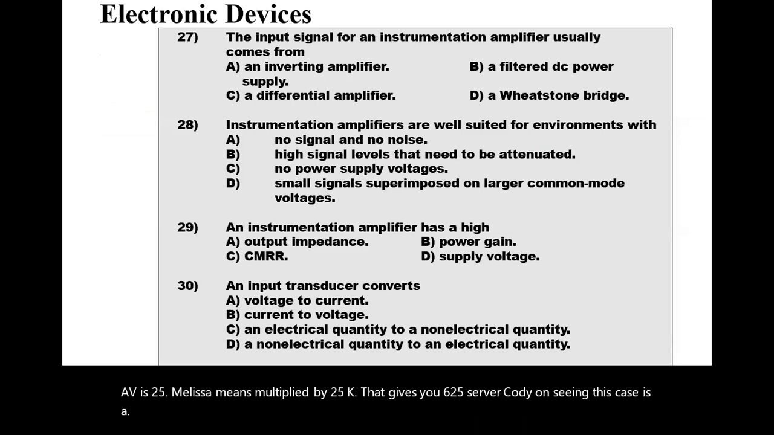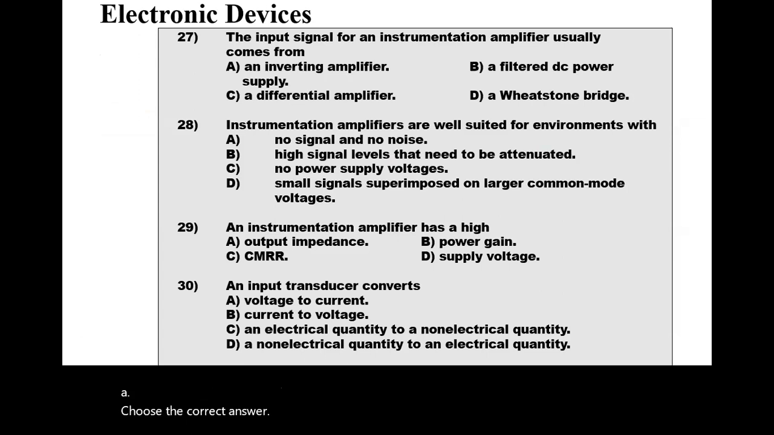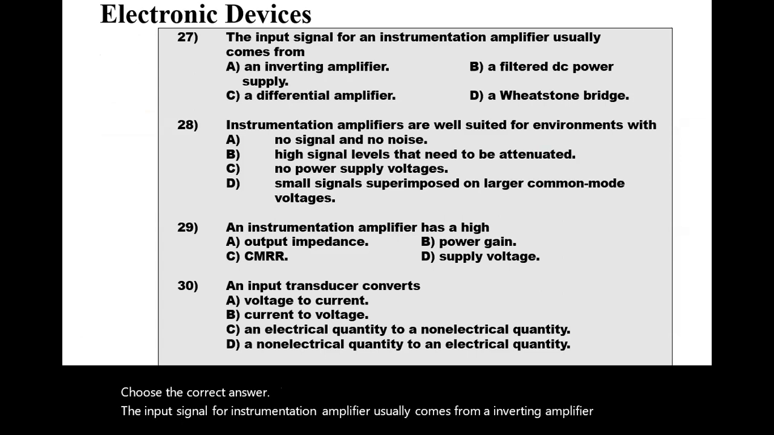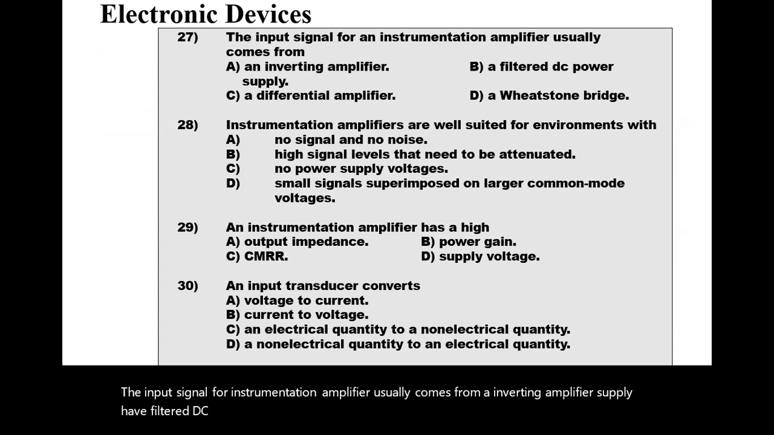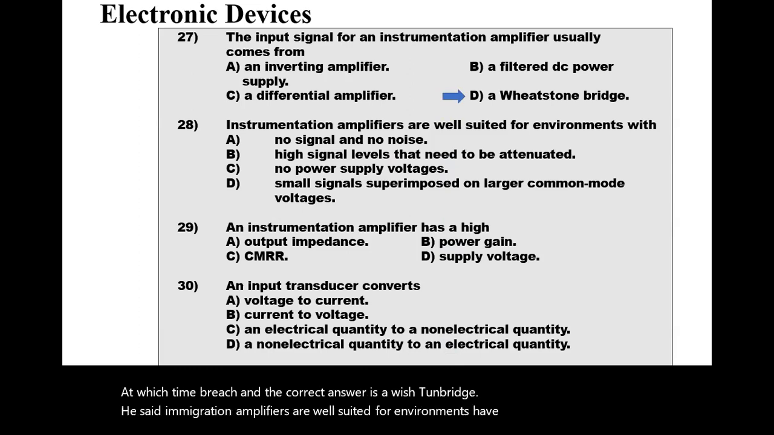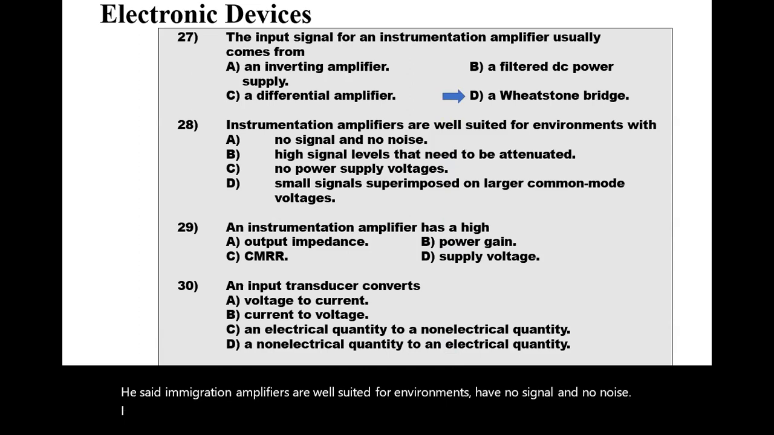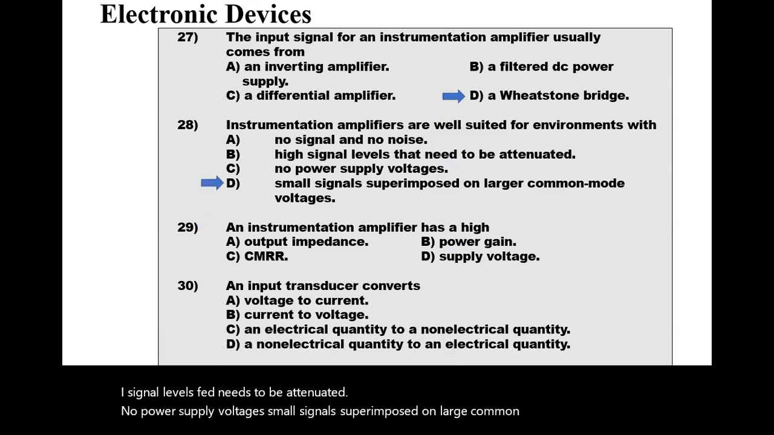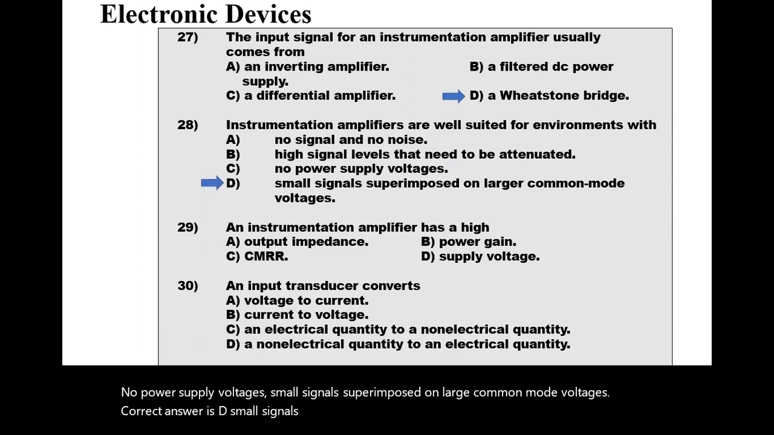Choose the correct answer. The input signal for an instrumentation amplifier usually comes from an inverting amplifier, supply, a filter, DC power, a differential amplifier, a Wheatstone bridge. And the correct answer is a Wheatstone bridge. Instrumentation amplifiers are well suited for environments with no signal and no noise, high signal levels that need to be attenuated, no power supply voltages, small signal superimposed on large common mode voltages. Correct answer is D, small signals superimposed on large common mode voltages.